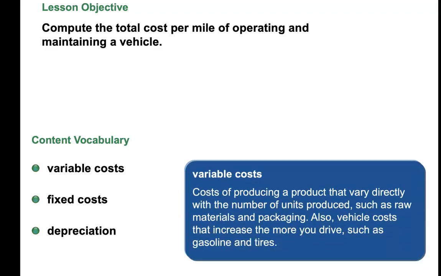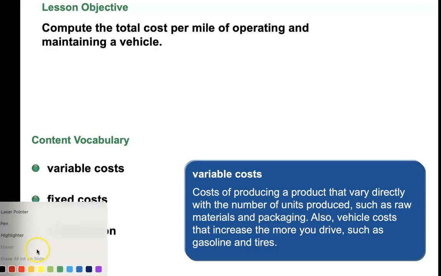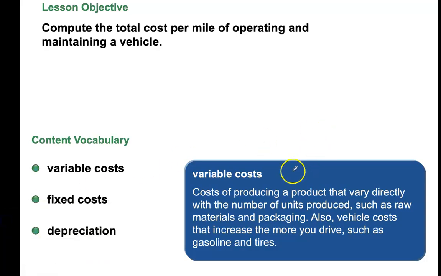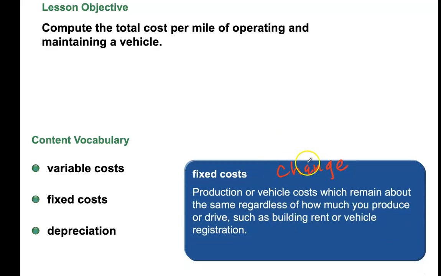The variable costs are costs of producing a product that may vary. That means change depending on the number of units produced or the number of miles that you drive. So variable costs will change. I would definitely write that here: variable means change. Fixed costs stay the same.